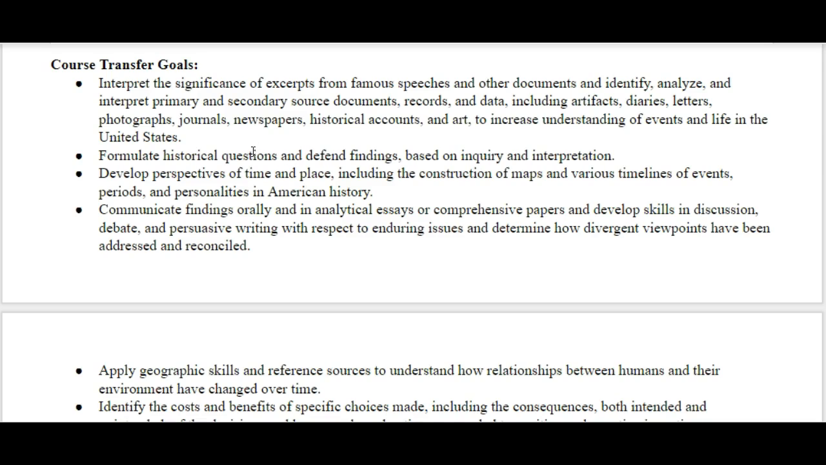The second is formulating historical questions using inquiry and interpretation. That's really important when it comes to the real world, especially with the amount of fake news that is currently happening in our society today. Getting just a better idea of time and place, a lot of cause and effect, timeline of events, why certain things happen and why they happened that way. Speaking well orally and writing well. Those are 2 really important skills that you need once you leave us here at TC.